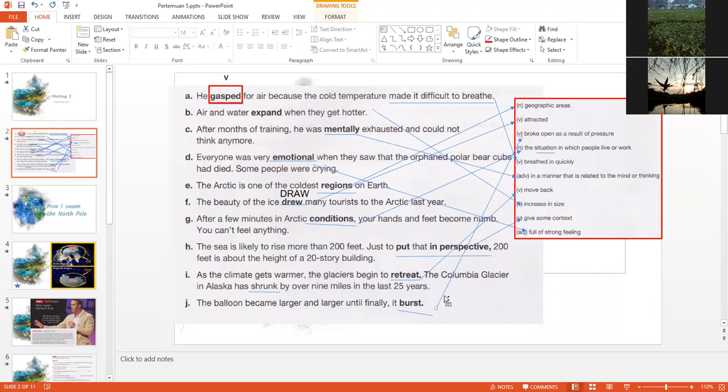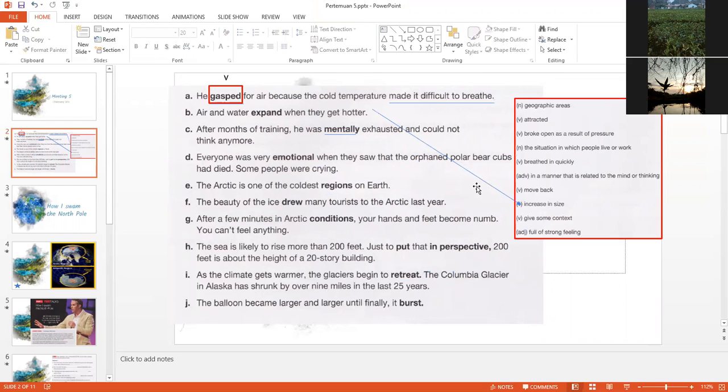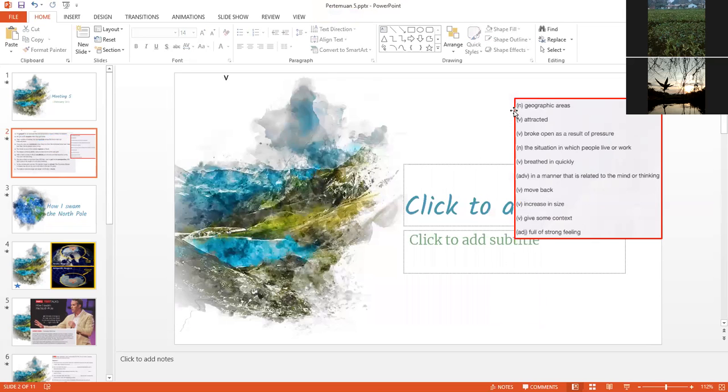Yeah. That's about the vocabulary that you need for our activity today. Jadi, you will listen about the word gaps. Expand, mentally, emotional, regions, drew, conditions, put in perspective, reiterate, and burst. You're going to listen to them during the listening comprehension as our activity today.